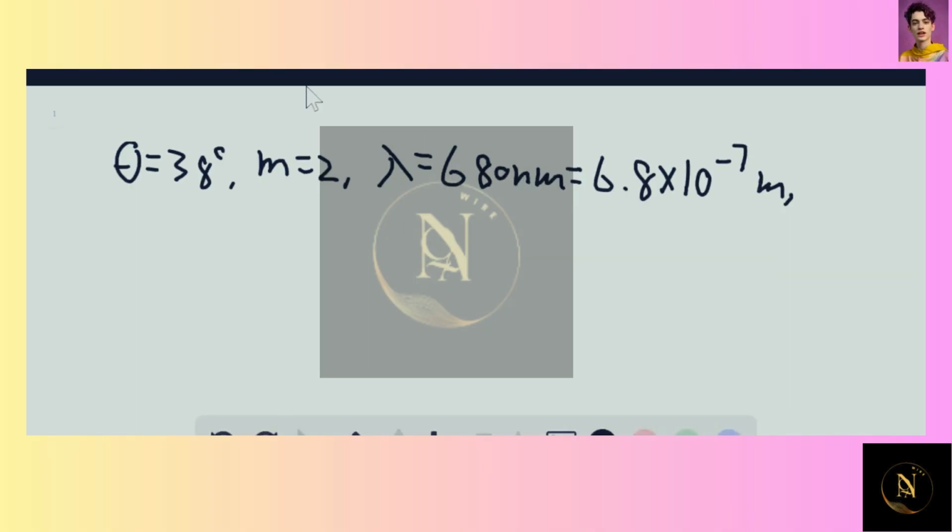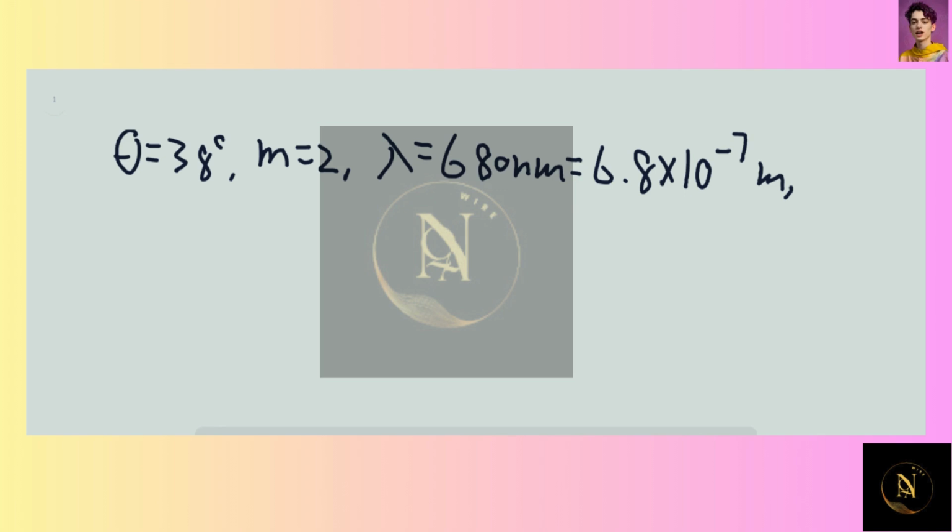Alright guys, let's start working on the questions. So it's a purchase a grating. How many lines per centimeter should a grating have to cause a 38-degree deflection of the second order bright band of 680 nanometer red line?